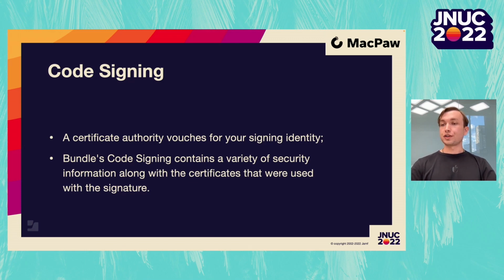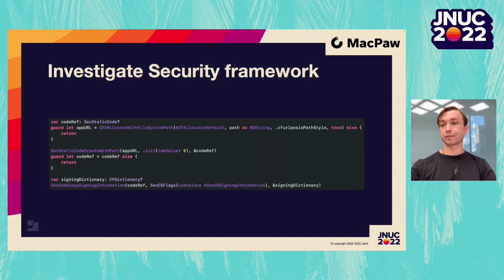A certificate authority vouches for your signing identity. Bundle code signing contains a variety of security information, along with the services that we use with the signature. Code signing information is available through the Security framework. So, let's investigate the Security framework.